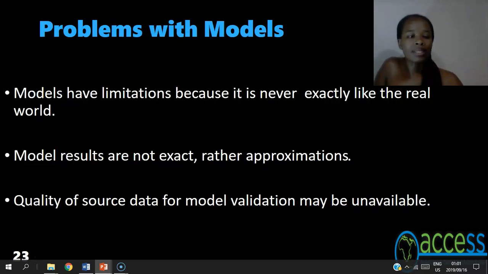So the problem with models is that models have limitations. It is never the real thing. And also model results are not exact, rather they are approximations. For instance, scientists would say that climate change will be worse by 5 times when compared to the current situation. But when we arrive in 2020, for instance, it will be less than that 5 times, meaning that it was not exactly what they predicted. And also the quality source for validation of a model may sometimes be unavailable, meaning you can't complete your model because there's no data.